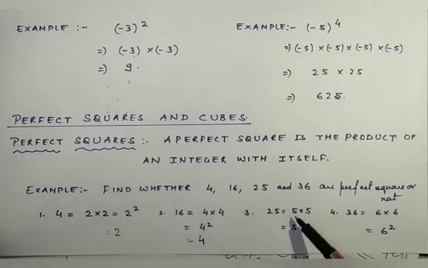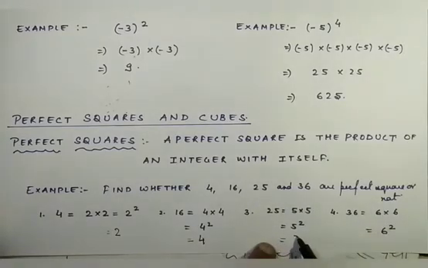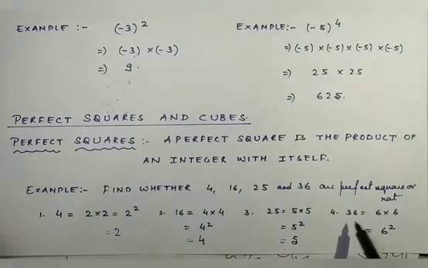Similarly, 25 can be written as 5 into 5 or 5 to the power 2. So we can say that 25 is the perfect square of 5. In the same way, 36 can be written as 6 into 6, that is 6 to the power 2, or it can be written as 6. So we can say that 36 is a perfect square of 6. I hope all the 4 examples are clear to everyone.